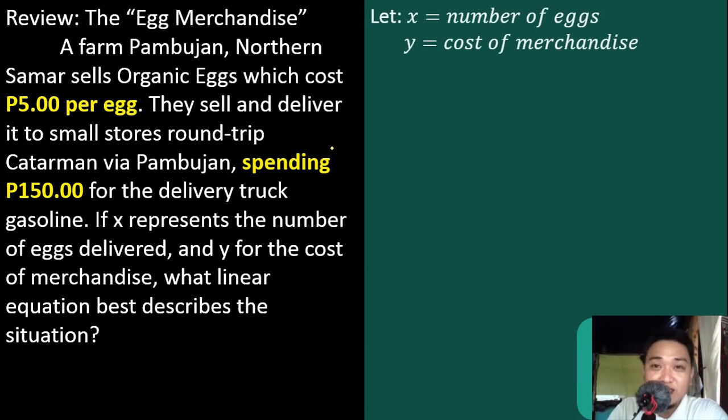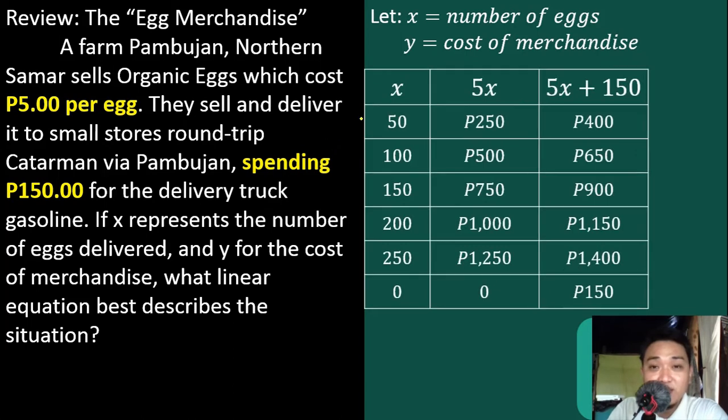If we will assume that x is the number of eggs that they delivered for that day and y is the total cost of merchandise, makikita natin sa table na to, ito yung nagiging result ng total merchandise nila whenever they deliver certain number of eggs. Like pag nag-deliver sila ng 50, ang total merchandise nila is 400. O baka magtaka kayo kung ano yung nasa gitna. Yung nasa gitna po, ano lang po yan, number of egg times 5. Bakit times 5? Kasi tag 5 piso yung itlog eh.